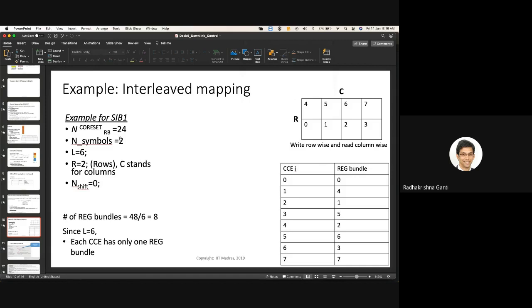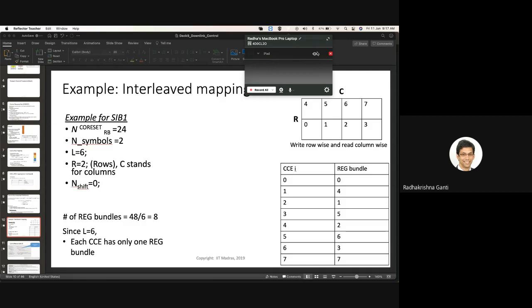So we have 8 CCEs which we now have to map to the REGs. Let's see what the REG bundle size is. Here we have taken the REG bundle size to be 6. Let's do this properly. I'm going to write it on my laptop.